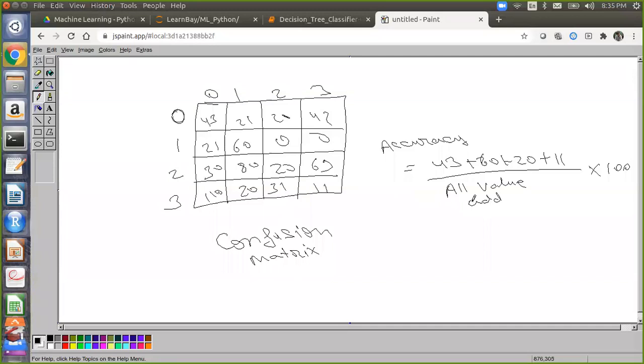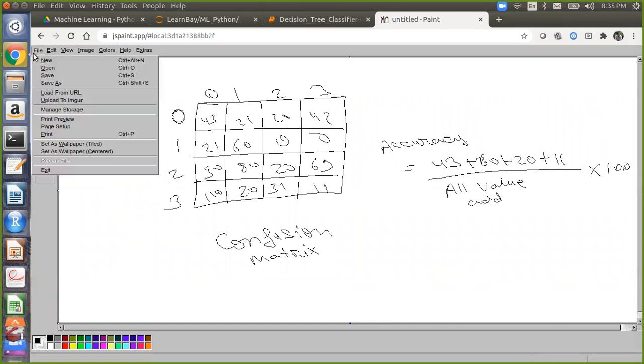Right? I never told you anywhere that we are caring about zeros or 2 or 3. I always told you 1 has been predicted as 1. That's all. Now, let me take one example.